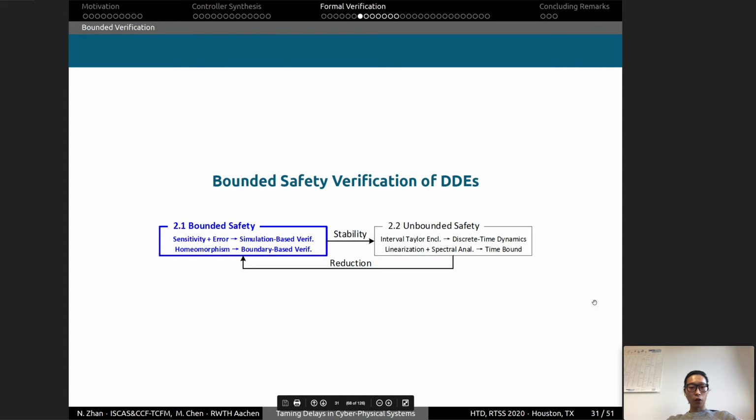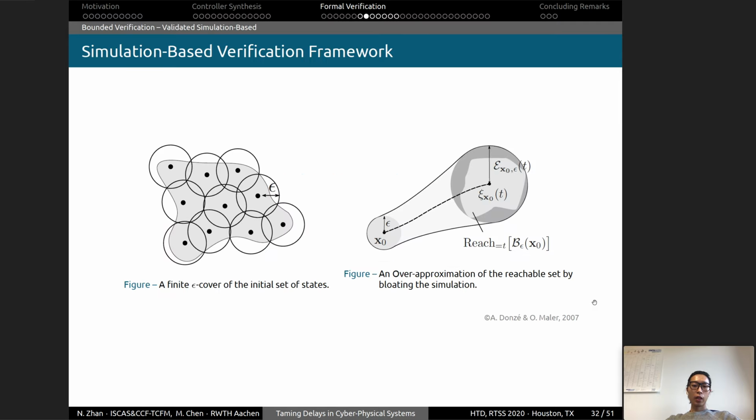Okay, now in what follows, I will first show two methods on dealing with the bounded safety verification problem. The first method is called simulation-based verification, and here's a general framework for this method. Suppose we are given an initial set, which is the gray region here, and the framework is to first partition such a set into some smaller, say, circles.